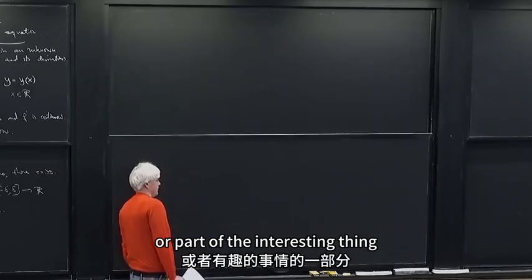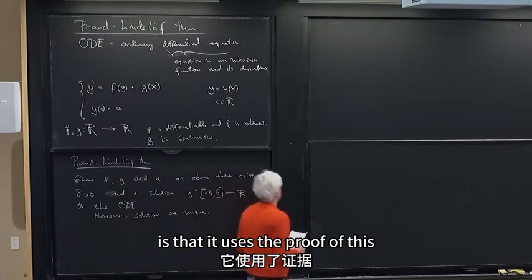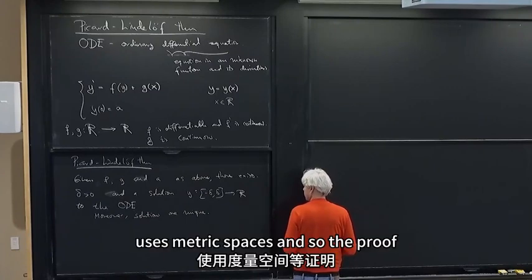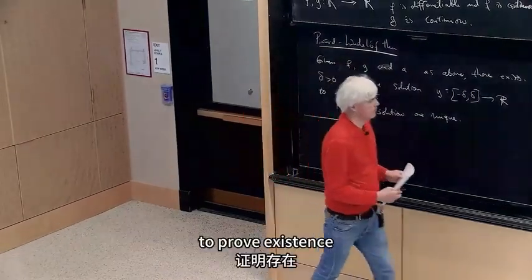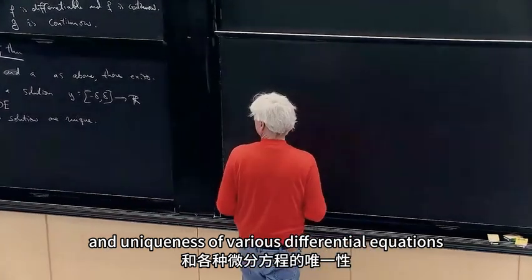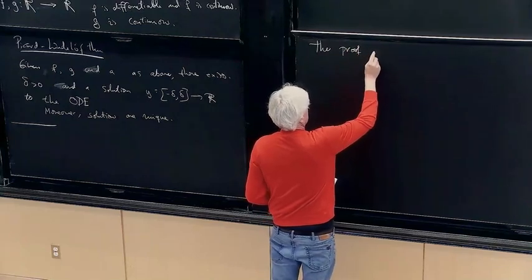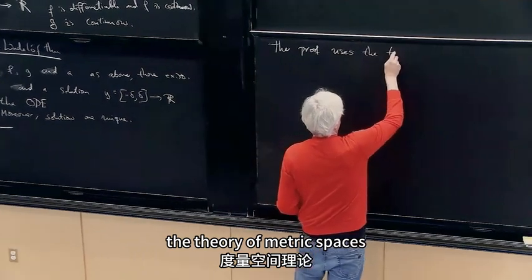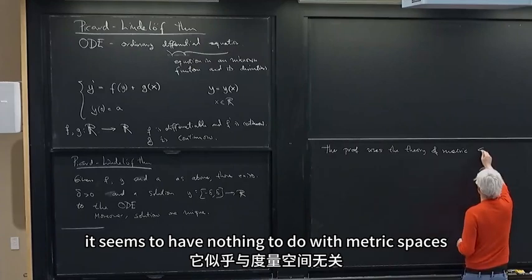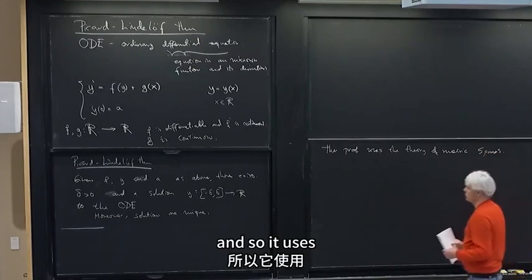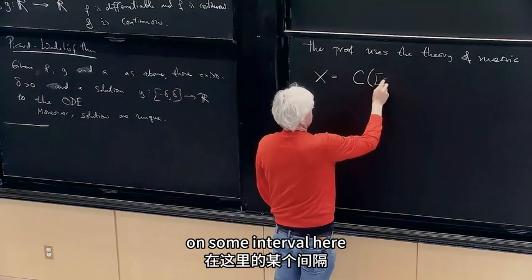Okay, so this is what this answers in this case. And part of the interesting thing, this is a fundamental question used all over science and engineering. And one of the interesting things is that the proof of this uses metric spaces. Various versions of the proof have been used to prove existence and uniqueness of various differential equations. So the proof uses the theory of metric spaces, which is sort of surprising because it seems to have nothing to do with metric spaces. In particular, the metric space that it's using is the continuous functions on some interval here.